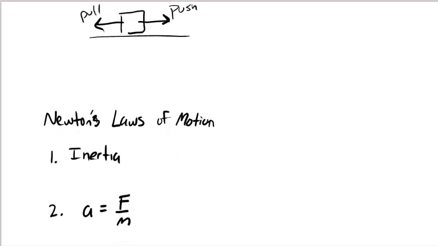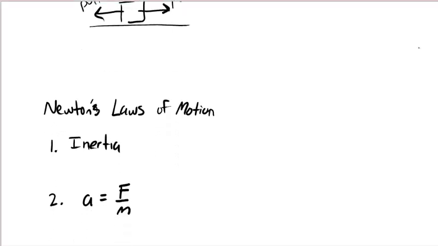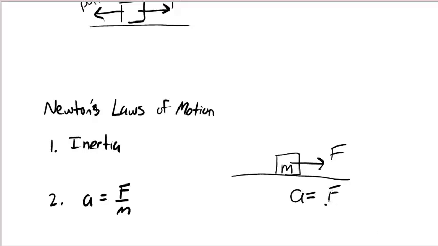The second law is often referred to as F equals ma, and what it says is that when an object undergoes a force, then it will accelerate. And so we have the fact that acceleration is proportional to force over mass.